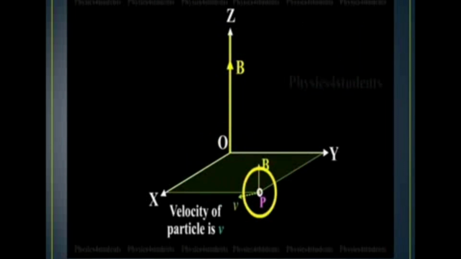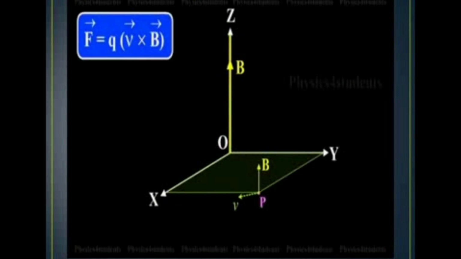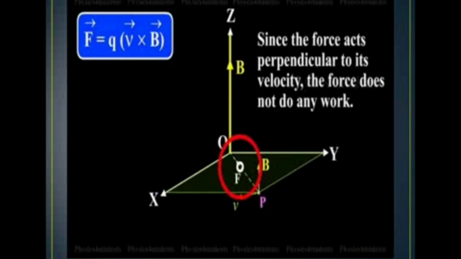So when you place the charge at the point, it experiences the magnetic induction B because it is acting perpendicular to the charge, and v is the velocity of the particle. Okay. So according to the Lorentz force, F vector equal to q into v cross B. There is another force acting towards the center of the point O. That's why the particles are moving in a circular motion.